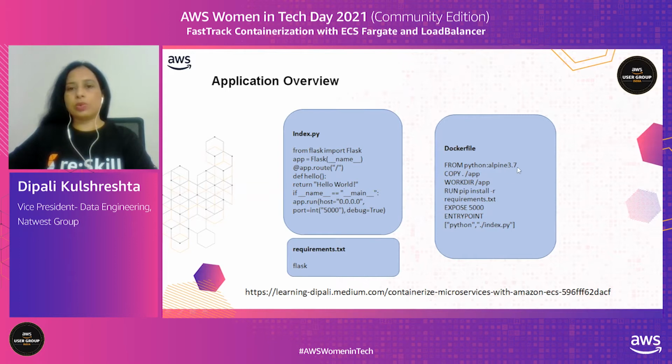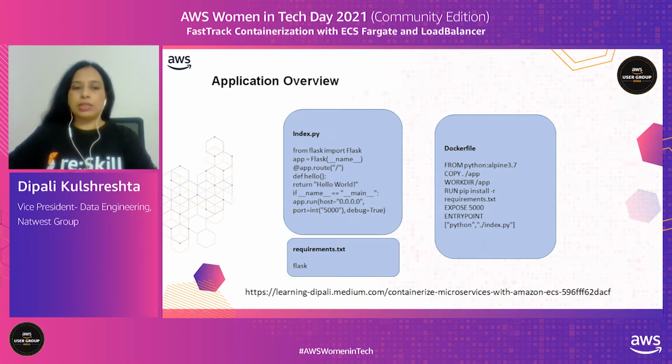And this is the corresponding Dockerfile for this application, where as the base image I'm using Python Alpine, and then I'm installing the dependencies listed in requirements.txt, which we can see here that I'm simply installing Flask. And then I'm exposing this application on port 5000 of the container.